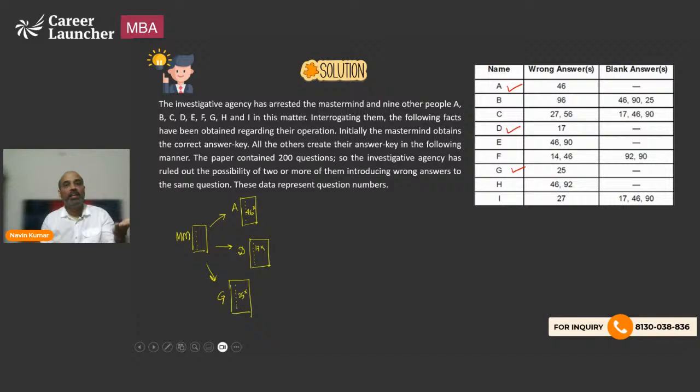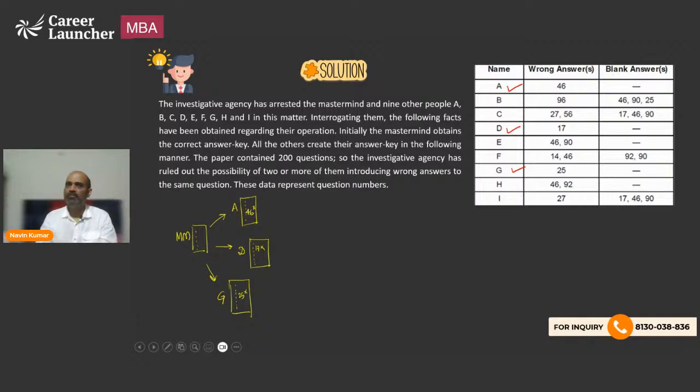Now, somebody who copies from A or D or G, a continuation, not having two sources, but rather somebody who has copied from A, let's say, is definitely going to make a mistake in 46, and then he will have a mistake of his own as well. But then there will be no blanks. Similarly, whoever copies from D will have question number 17 as a wrong answer, his own mistake in some other question, and no blank. And similarly, it will go on for G.